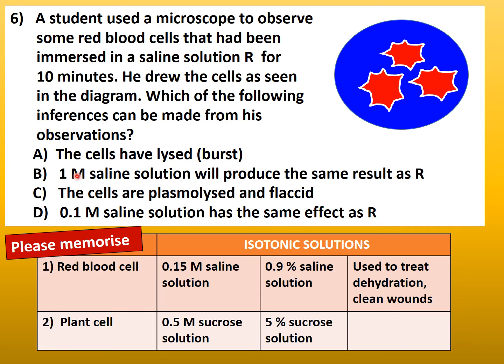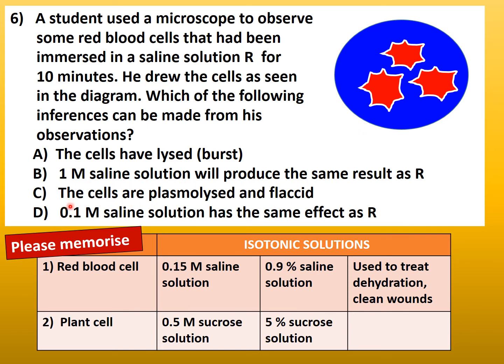Now B, 1 M saline solution will produce the same result as R. So is 1 M saline solution a hypertonic solution? Referring back, the isotonic solution for red blood cell is 0.15 molar saline solution, or salt solution, or sodium chloride solution. So compare 0.15 M with 1 M. Definitely 1 M is higher in concentration than 0.15 M. So it's a hypertonic solution, and it will give the result that we see here. So B is the answer.